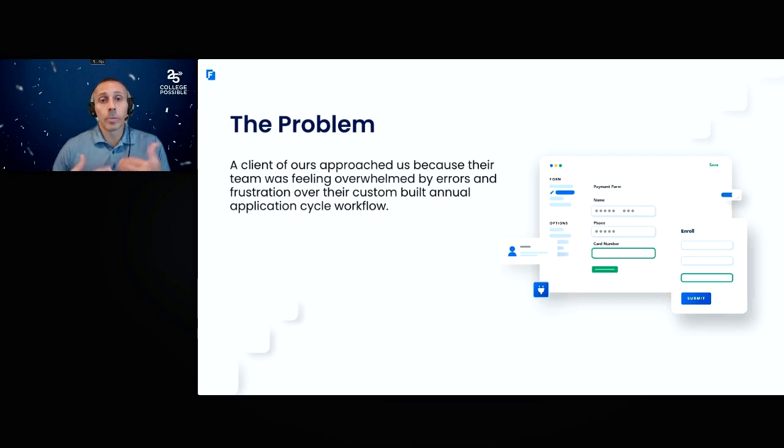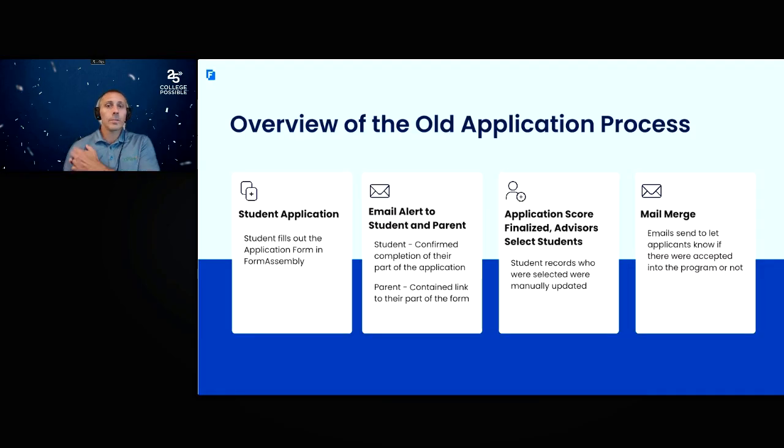A partner of ours approached us because they have an annual application process and they were feeling overwhelmed by the errors that they were continuing to run into year after year and how the application process was originally built out. So, a high-level overview: students were sent a link, and the student filled out the form in Form Assembly. This was built with an old version of Form Assembly, so there were a lot of different formulas, and it worked, but it was very hard to adjust and tweak year after year.